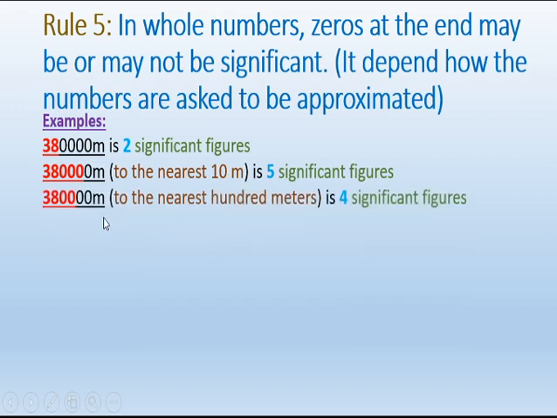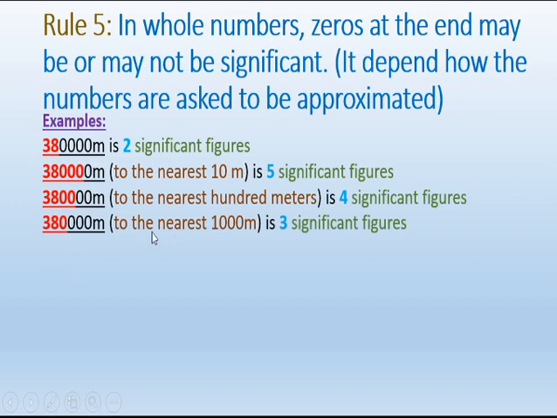Now come to this one, the same number, but to the nearest 100 meters. So the unit and tens will not be considered, but the hundreds, thousands, 10,000 and 100,000 will all be considered. When the 1,000 is considered, it means 10,000 and 100,000 will also be considered, so it has 4 significant figures. Similarly, rounding to the nearest 1,000 meter, the number is 380,000, so 380 will be considered as 3 significant figures.